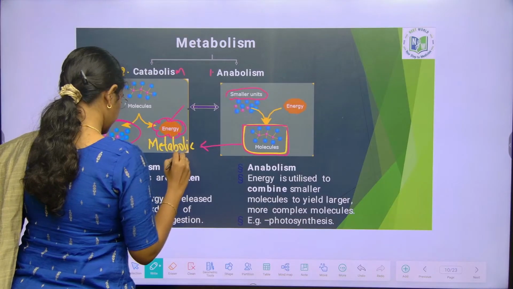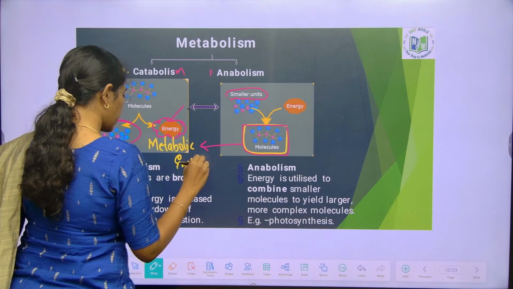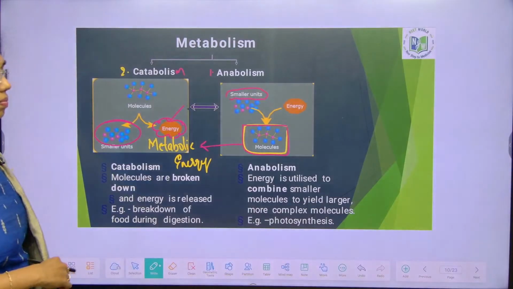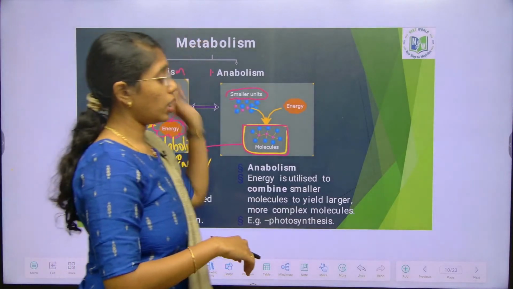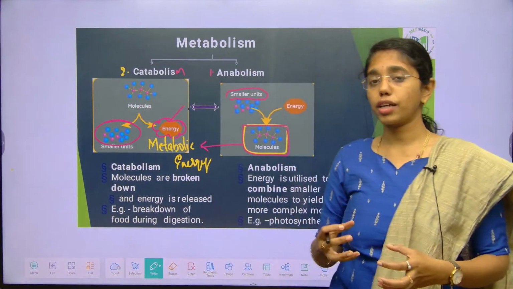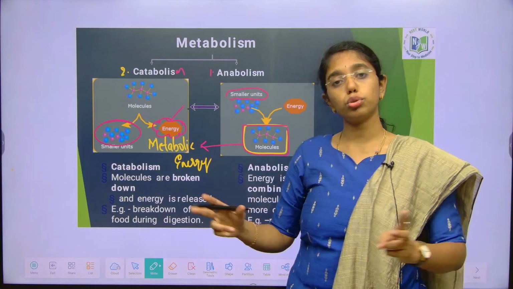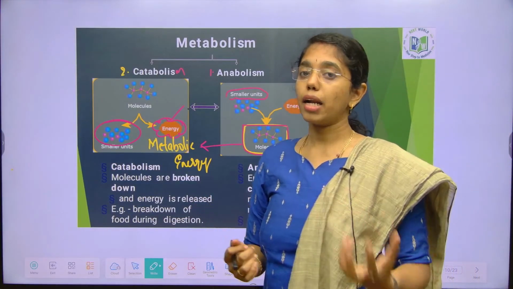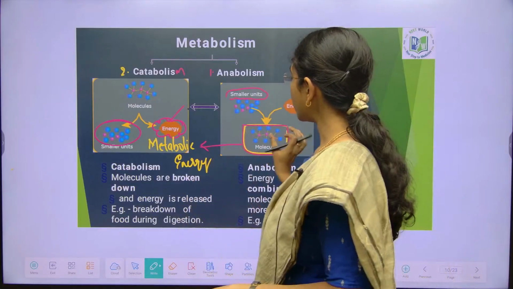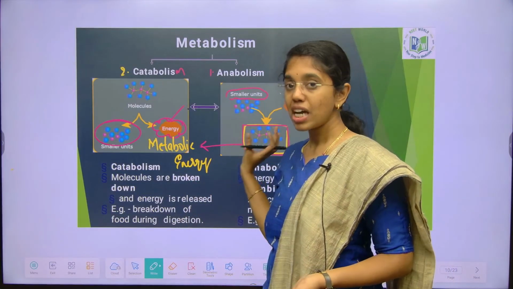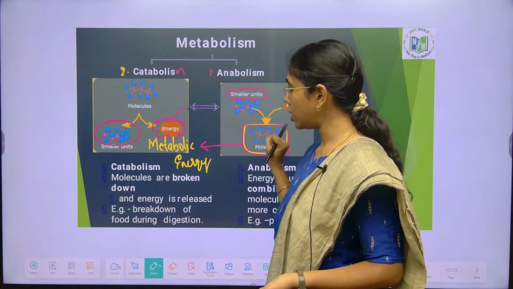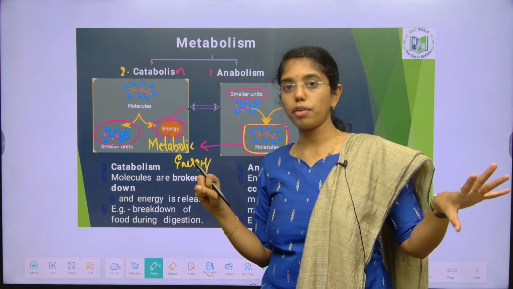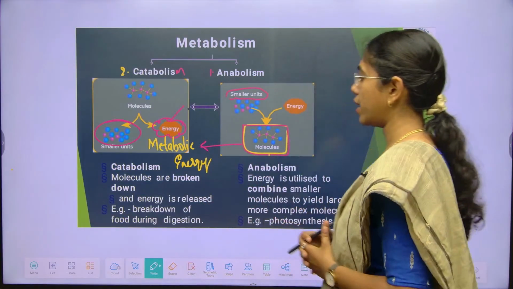Metabolic energy, which is used for all the metabolic activities of the cell. Okay? So metabolism is nothing but the chemical reactions that happen inside the cell, which includes two major processes, that is anabolism and catabolism. Anabolism is building up of complex molecules, catabolism is breaking or denaturing these complex molecules into the simpler forms and building up of energy.